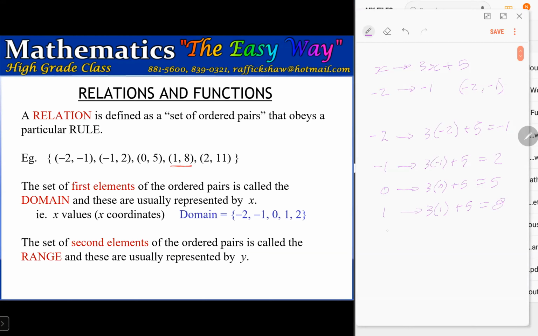And then the last pair is the 2 maps onto 3 times 2, which is 6, plus 5. That is 11. So 2 maps onto 11. That's why I get that last pair, 2, 11. All right, so those are your pairs, and that's how the calculation will go.